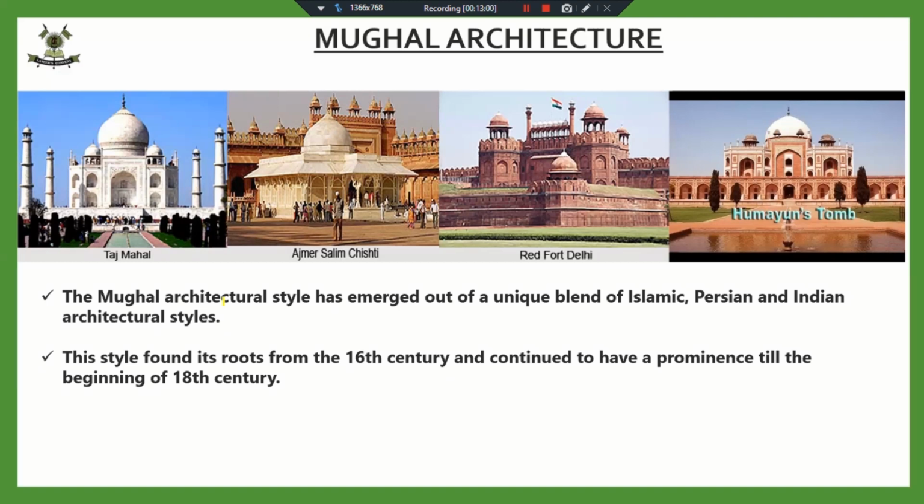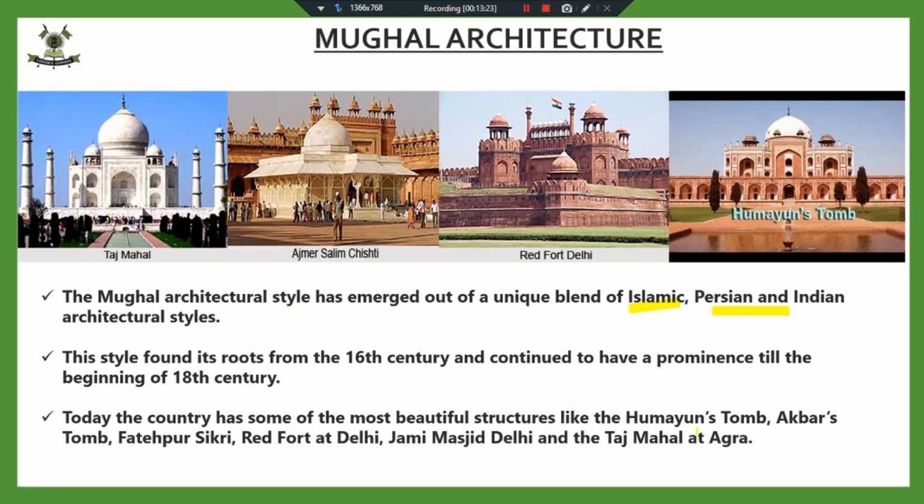And you know what? The speciality of Mughal architecture is that they never use animal or plant figures here. No living being is as such used. The highlighting part is the floral designing. Islamic, Persian and Indian styles are mixed and used here. From the 16th century, you basically found this architecture coming into prominence.